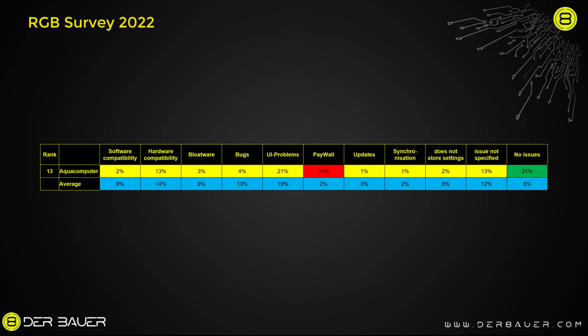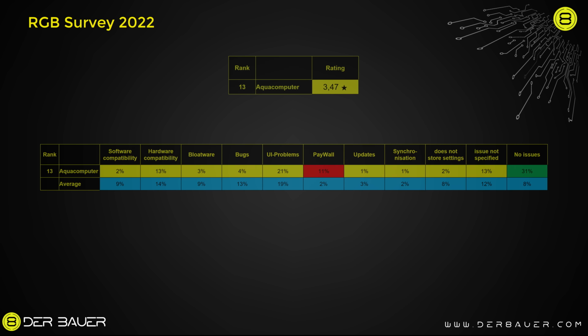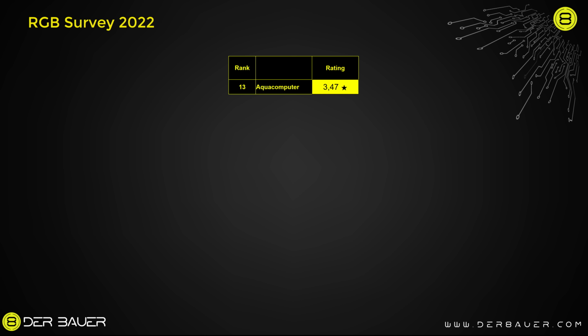And in this case, you can see that it's kind of exceptional that 30% are satisfied with the software, but they're also complaining about the paywall problem. On average, you rewarded Aquacomputer software with 3.5 stars out of 5 stars.